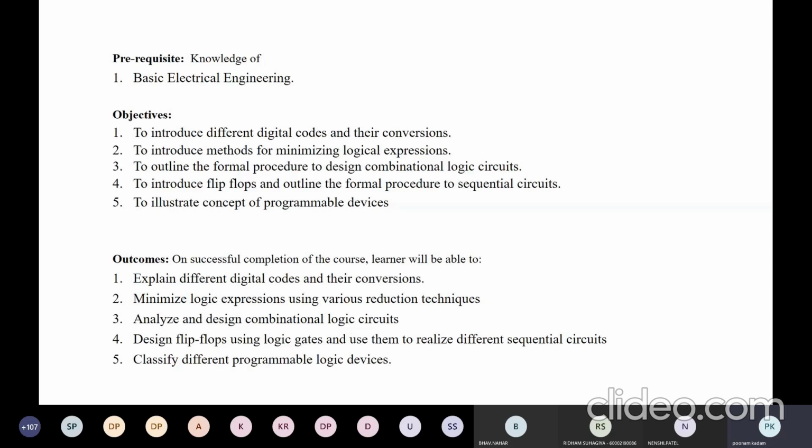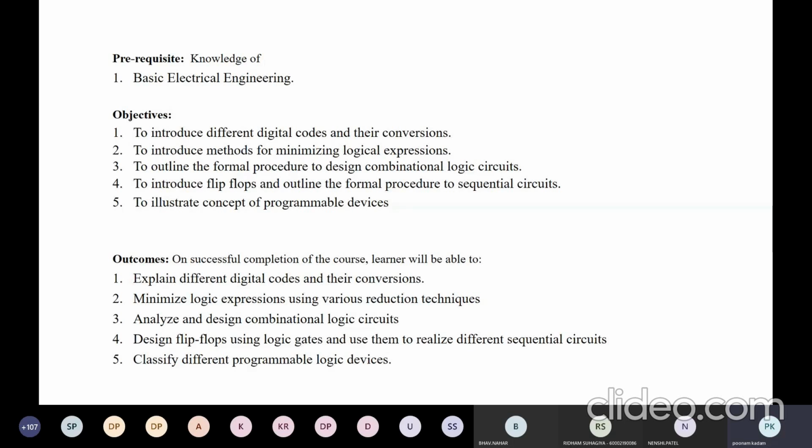On completion of this course, you will be able to identify various digital codes and convert the digital code from one form to another. You will be able to reduce the logical expression using various reduction techniques. You'll be able to analyze and design both combinational as well as sequential logic circuits, and you'll be able to classify different programmable logic devices.